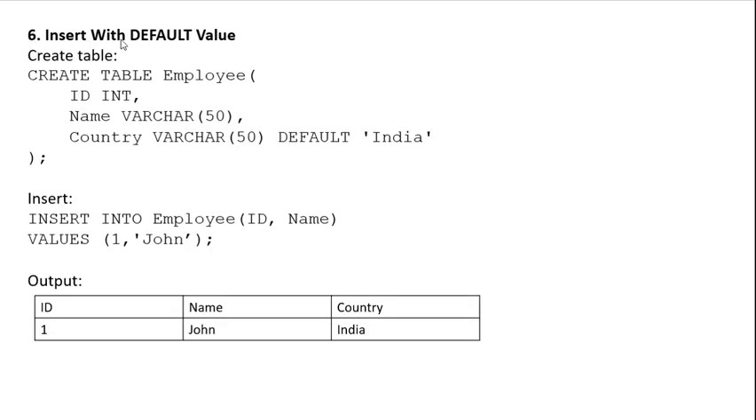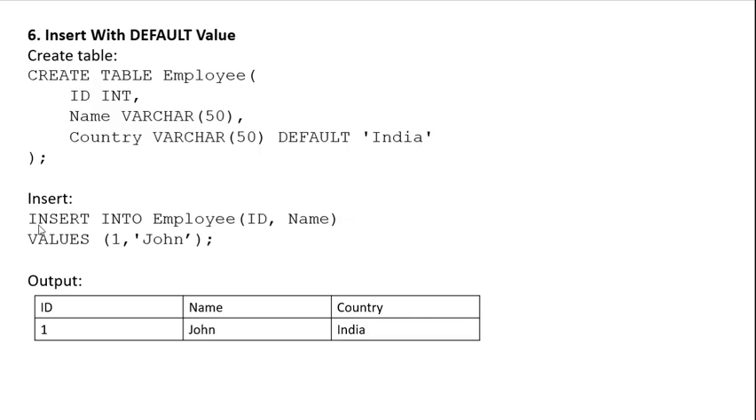Sixth is insert with default values. Create a table with columns: id as integer, name as VARCHAR(50), and country as VARCHAR(50) with DEFAULT 'India'. So if the country value is not given, the default value India is used.